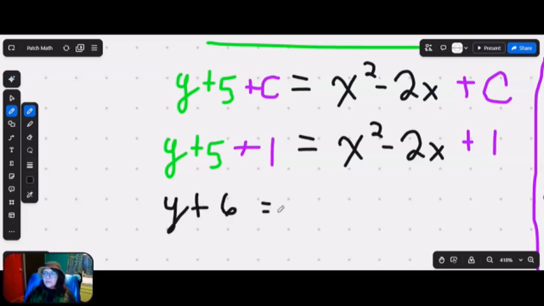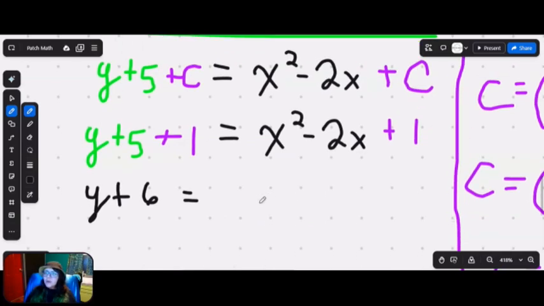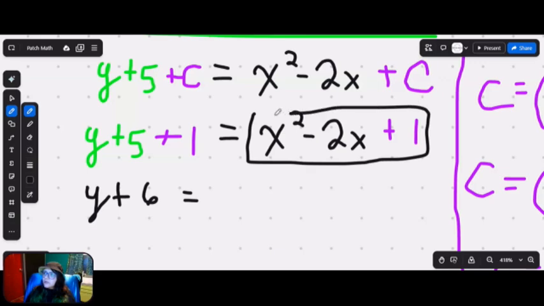And over here, we have x squared minus 2x plus 1. The goal was, when we factor this quadratic right here, we want to get two binomials multiplied by each other that are the same. So a binomial squared. Well, how do we do that?